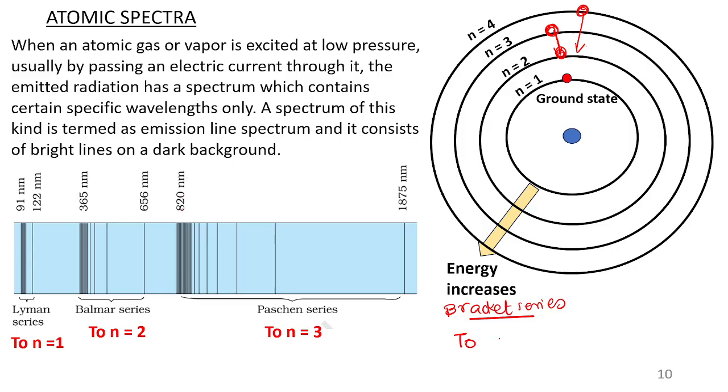It is obtained when the electron jumps to n equal to 4 from the higher states, like 5 to 4, 6 to 4. And finally Pfund series, when the electron is jumping to n equal to 5.